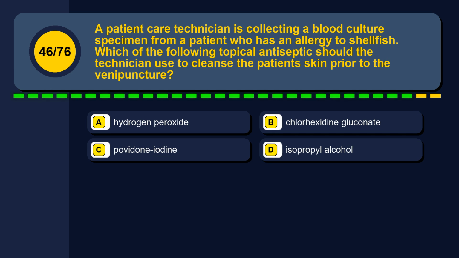Question 46. A patient care technician is collecting a blood culture specimen from a patient who has an allergy to shellfish. Which of the following topical antiseptics should the technician use to cleanse the patient's skin prior to the venipuncture? Option A, hydrogen peroxide. Option B, chlorhexidine gluconate. Option C, povidone-iodine. Option D, isopropyl alcohol.